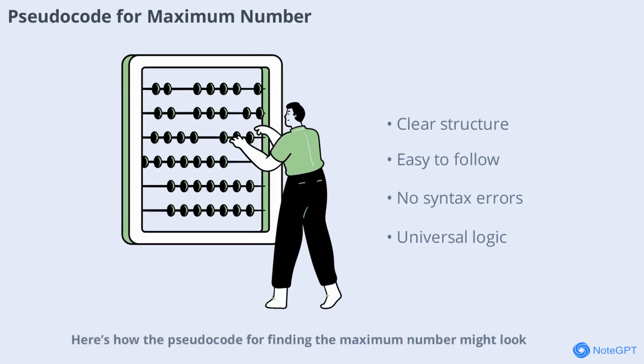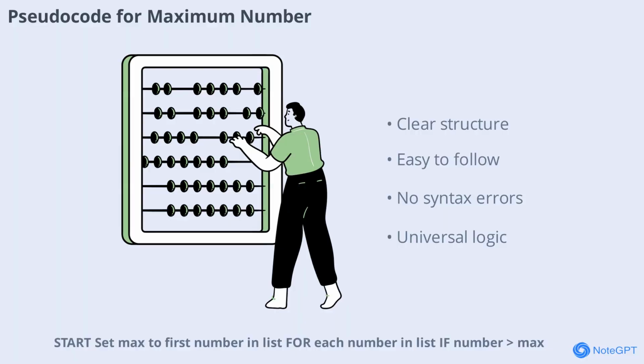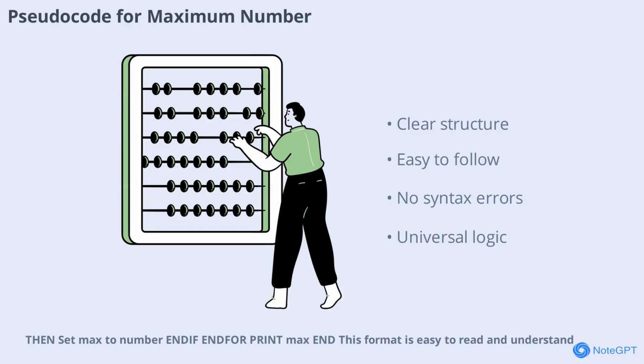Here's how the pseudocode for finding the maximum number might look. Start. Set max to first number in list. For each number in list. If number > max, then set max to number. End for. Print max. This format is easy to read and understand, making it perfect for planning and communication.